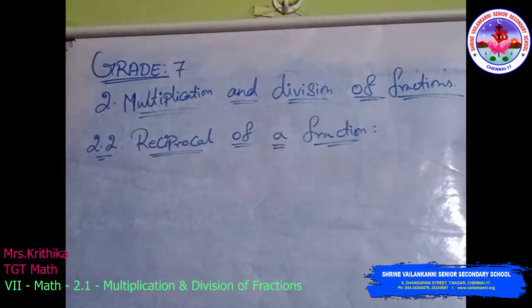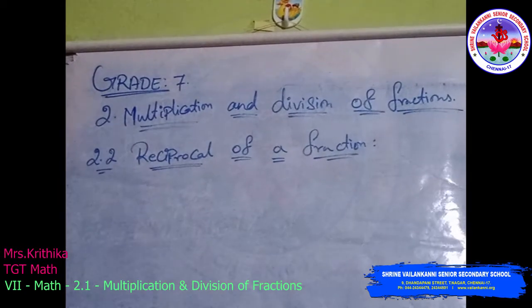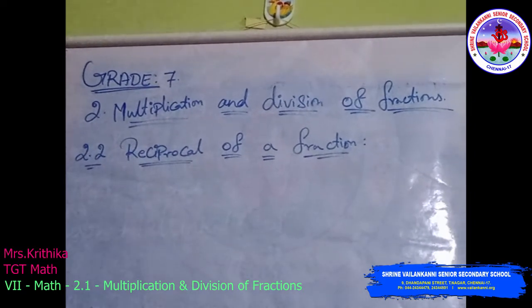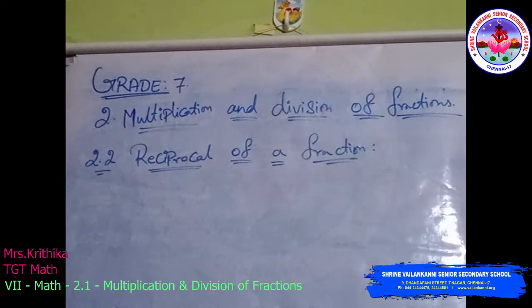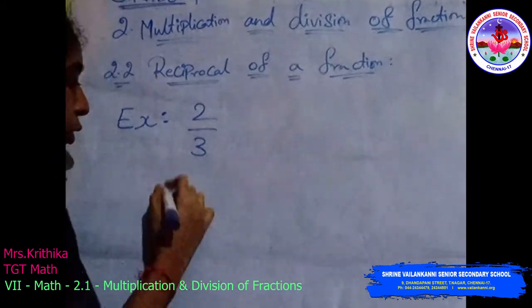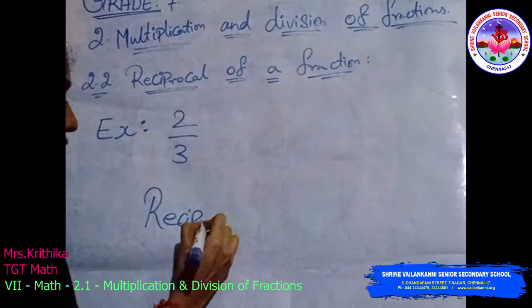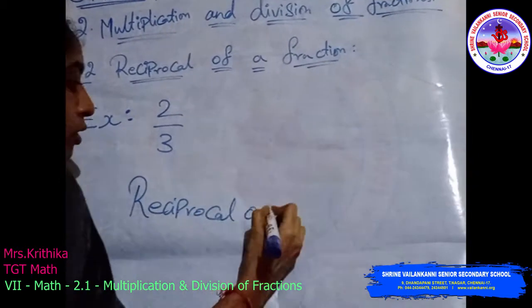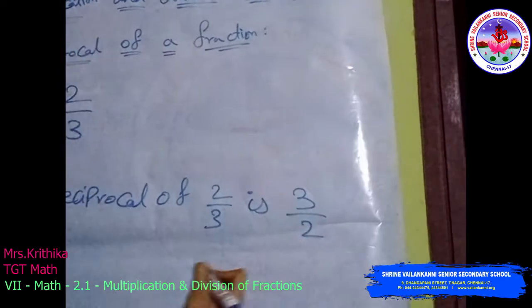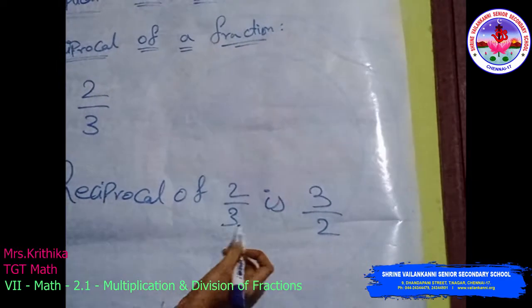Next section is reciprocal of a fraction. The multiplicative inverse of a number is called its reciprocal. Example, 2 by 3. Reciprocal of 2 by 3 is 3 by 2. To find it, interchange the places of the denominator and numerator.